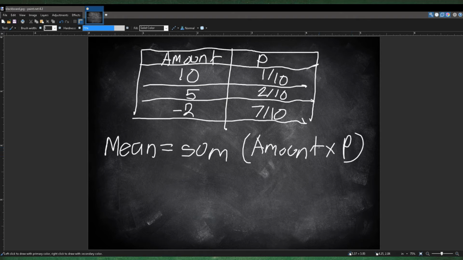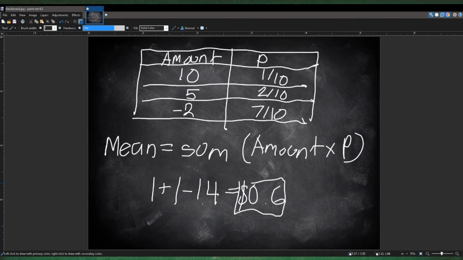10 times 1/10 is 1. 5 times 2/10 is also 1, because 5 times 2 is 10, and 10 divided by 10 is 1. Negative 2 times 7/10 is negative 1.4. So this is 2 minus 1.4, which is 0.6. So your mean amount is $0.6, or 60 cents. It's basically just that simple.